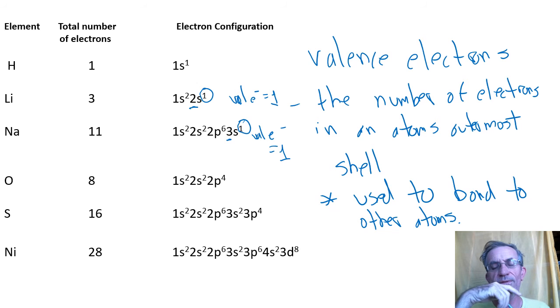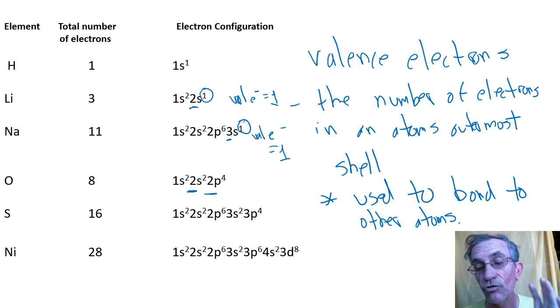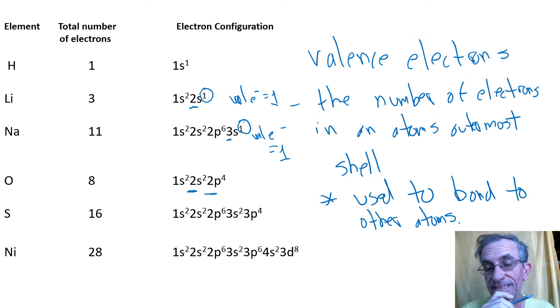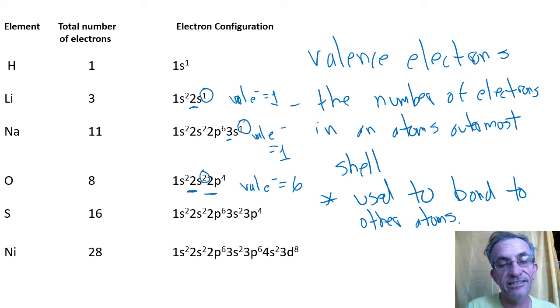Now, be careful. We're going to do a couple more, like oxygen. Oxygen, the outermost shell, the highest numbered shell you see for oxygen, is actually the second shell. But the second shell has two parts to it, an S part and a P part. And there's electrons in both parts. So if I ask you how many valence electrons there are, you would have to add them together. In the second shell, there is a grand total of 6. 2 in the S part, 4 in the P. That makes 6.